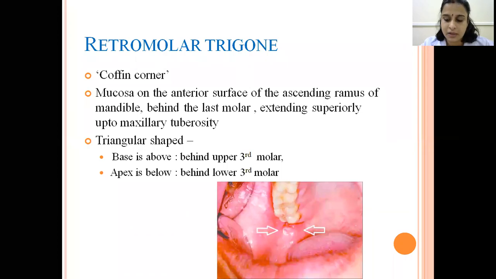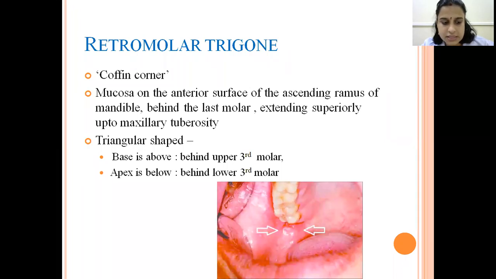Okay. Coming to the histology of the oral mucosa. It is lined by stratified squamous epithelium. The epithelium is stratified squamous epithelium. The connective tissue is the lamina propria.